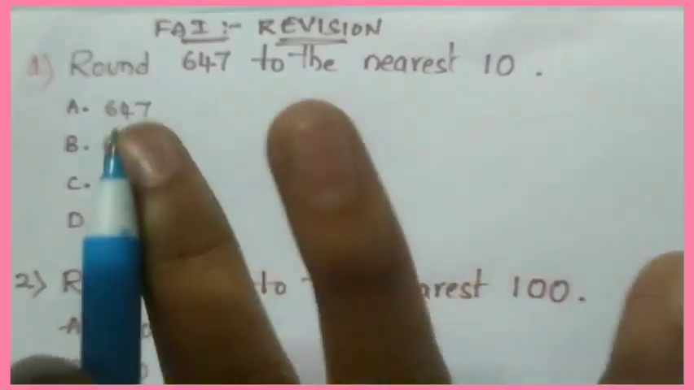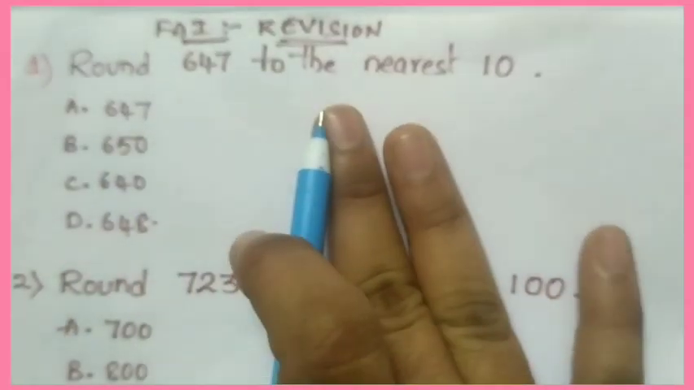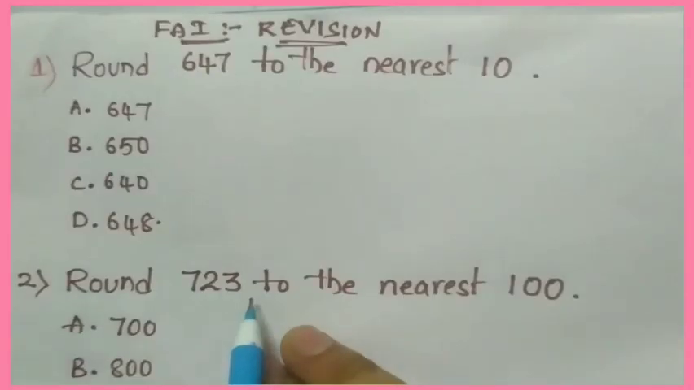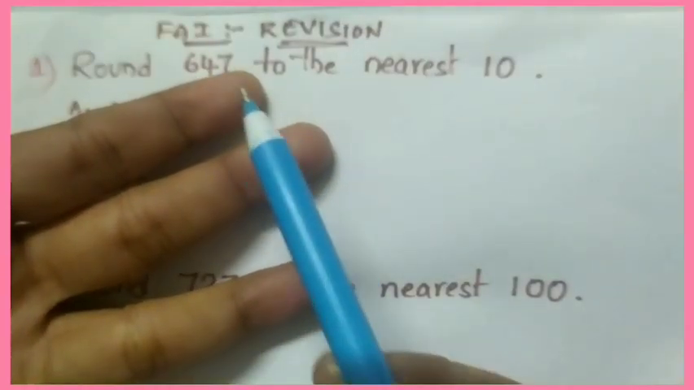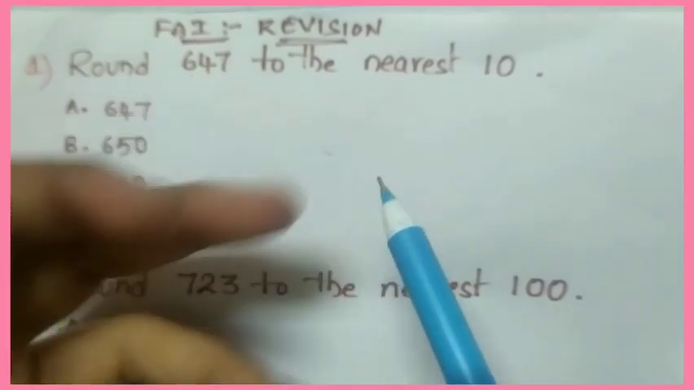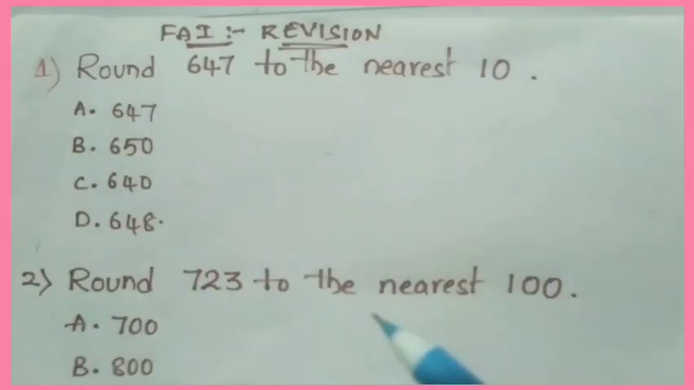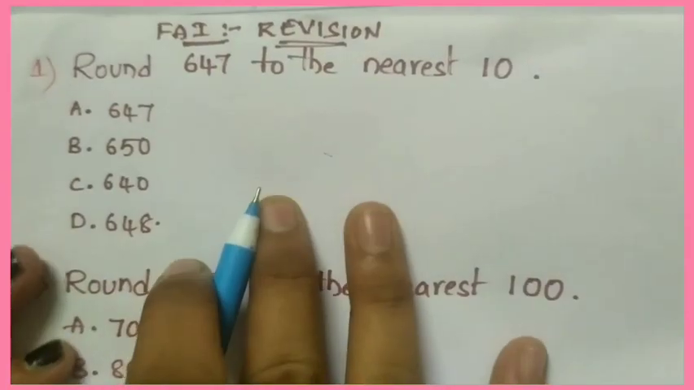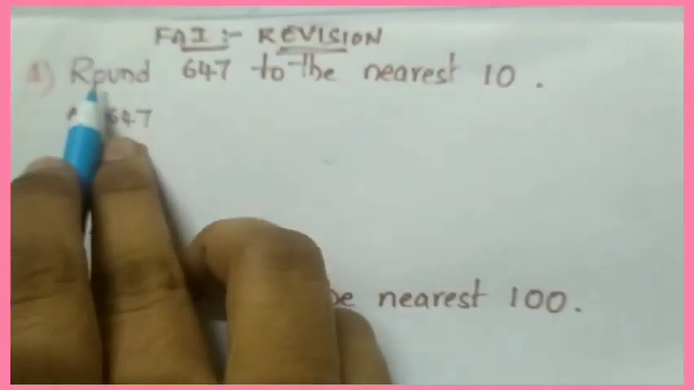Now once again I will explain about rounding numbers. In rounding numbers there are three types: rounding to the nearest 10, rounding to the nearest 100, and rounding to the nearest 1000. First, for each one I will explain one example. Okay, look here. First question.